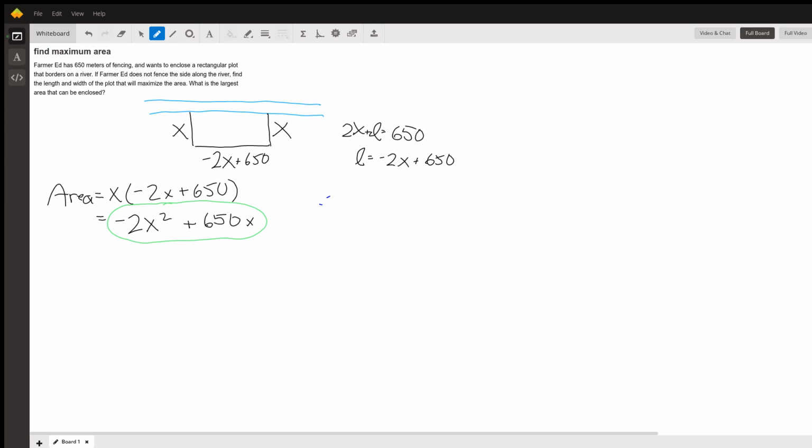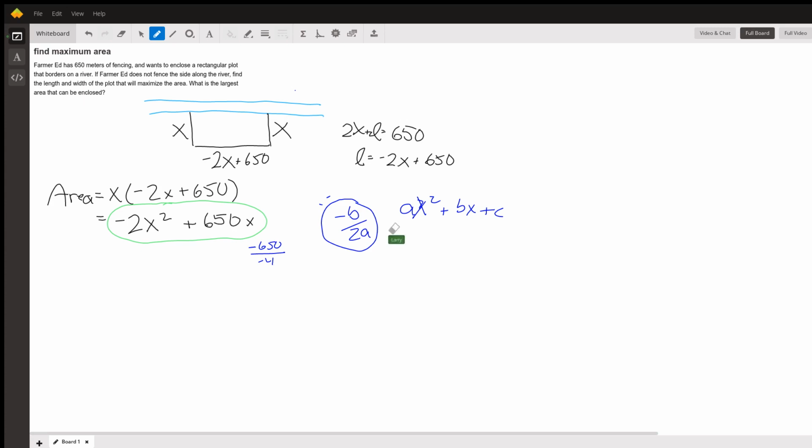So what's the easiest way to find the x coordinate of the vertex of a quadratic? If you don't know this already, I'm going to teach it to you now. The easiest way is to take negative b over 2a. If you have a quadratic in the form of ax squared plus bx plus c, the x coordinate of the vertex is negative b over 2a. So in this case, negative b is negative 650 over 2a. 2 times negative 2 is negative 4.